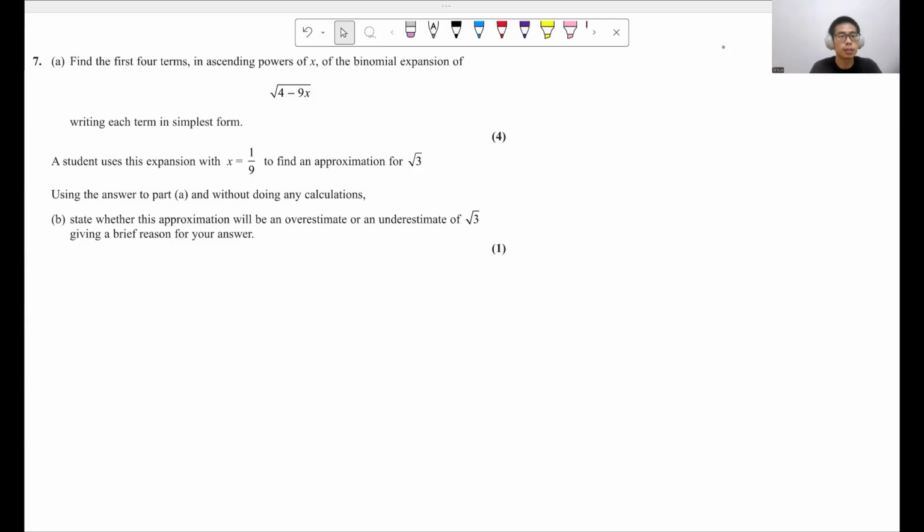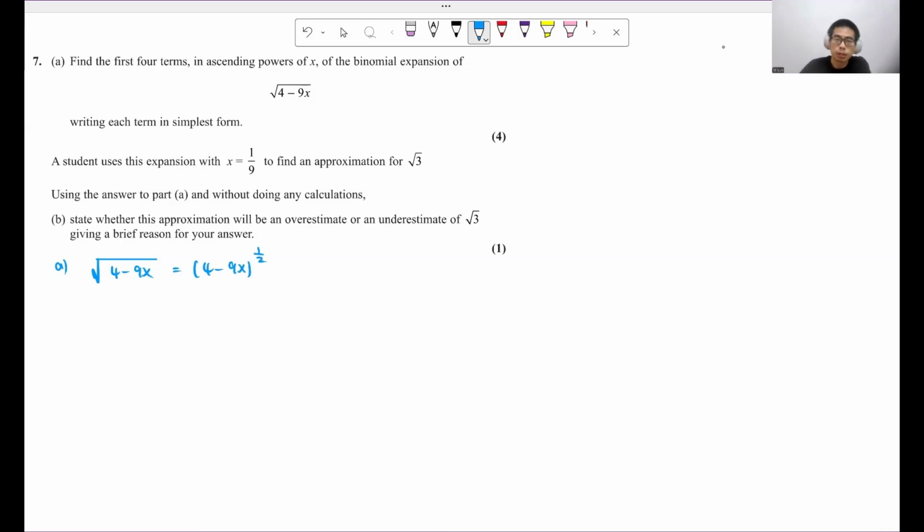Question 7. Part A. Find the first four terms in ascending powers of x of the binomial expansion of root 4 minus 9x, writing each term in simplest form. Okay, so for part A, we have the square root of 4 minus 9x, which we can write as 4 minus 9x to the power of 1/2.